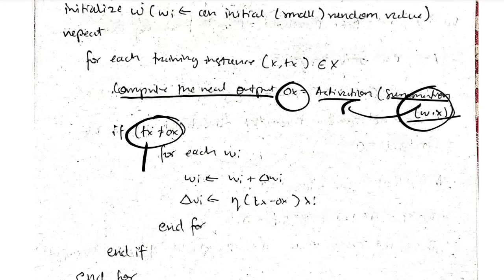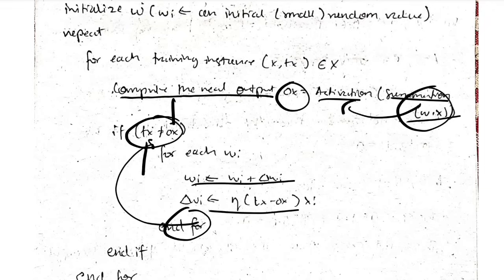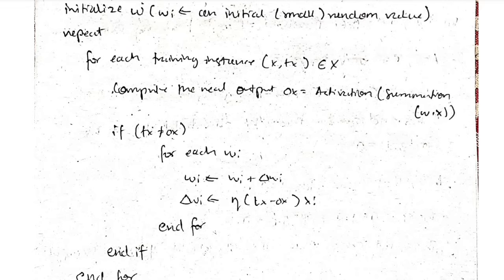If the target output tx is not equal to ox, the actual output which I got, then for each wi, wi is equal to this formula. Again I'll be applying it, and again I'll be checking. If I'm not getting it, again I'll be applying and checking until I get the output actually equal to tx.